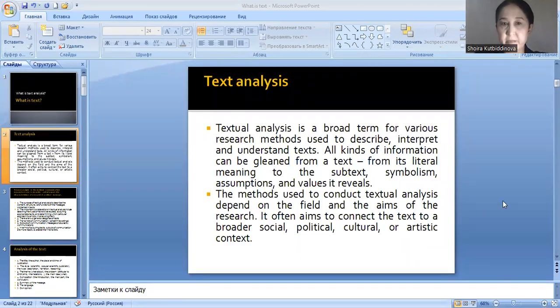So, text analysis. Textual analysis is a broad term for various research methods used to describe, interpret, and understand text. All kinds of information can be gleaned from a text, from its literal meaning to the subtext, symbolism, assumptions, and values it reveals. And the methods used to conduct textual analysis depend on the field and the aims of the research. It often aims to connect the text to a broader social, political, cultural, and artistic context.